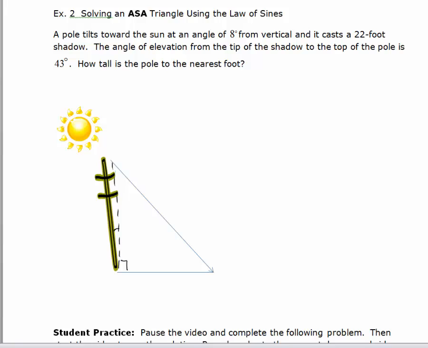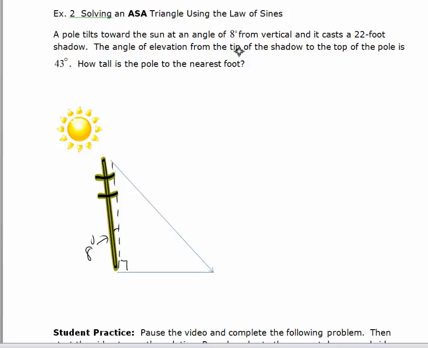Now let's look at an application using the law of sines. We've got a pole tilted towards the sun at an angle of 8 degrees from vertical. So if you look down here, we've drawn a vertical line and we're showing the pole is tilted. And so this little angle in here is going to be 8 degrees.